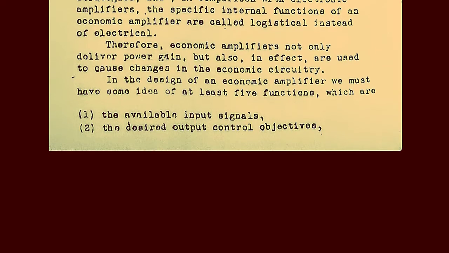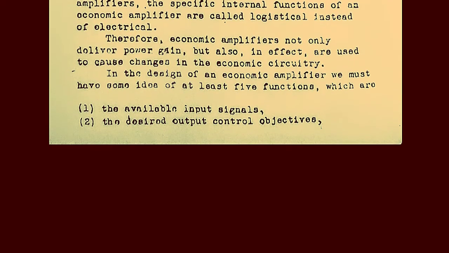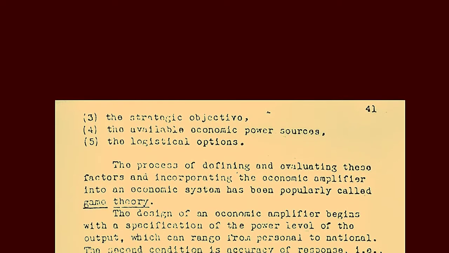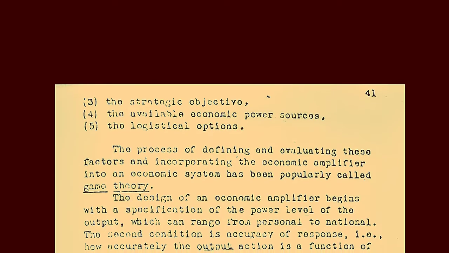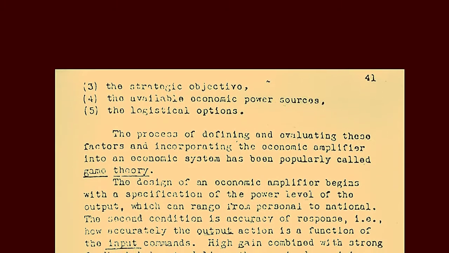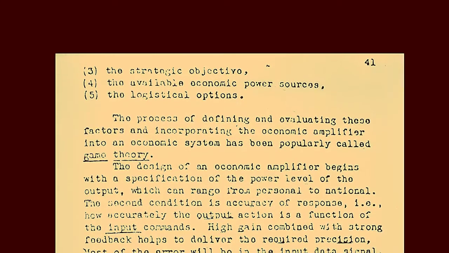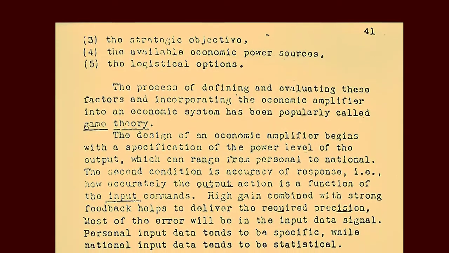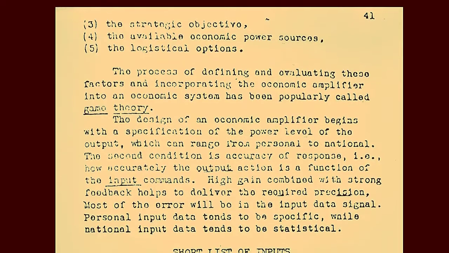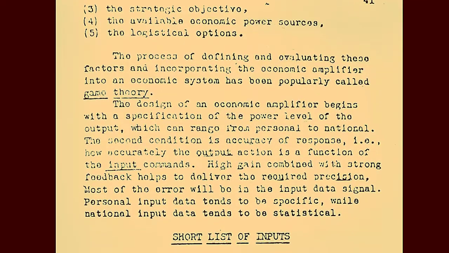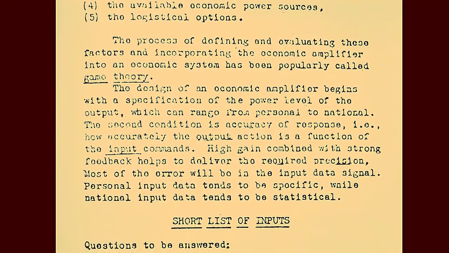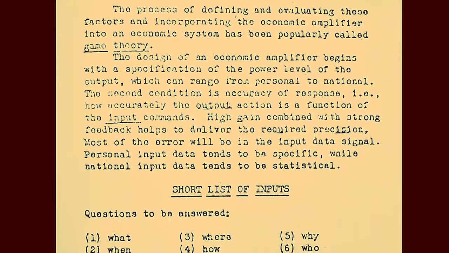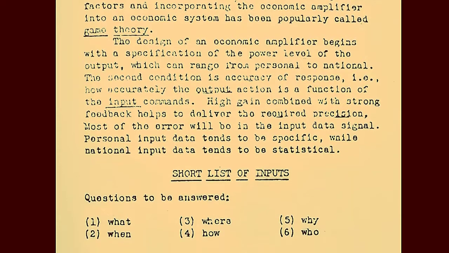In the design of an economic amplifier, we must have some idea of at least 5 functions, which are: 1. The availability of input signals. 2. The derived output control objectives. 3. The strategic objective. 4. The available economic power sources. 5. The logistical options. The process of defining and evaluating these factors and incorporating the economic amplifier into an economic system has been popularly called game theory.